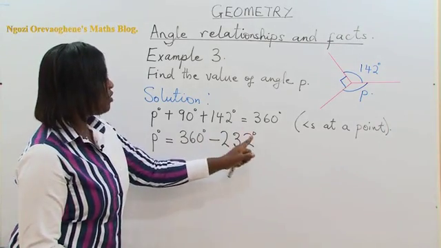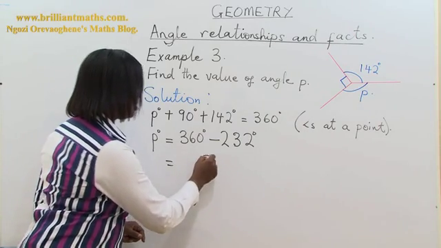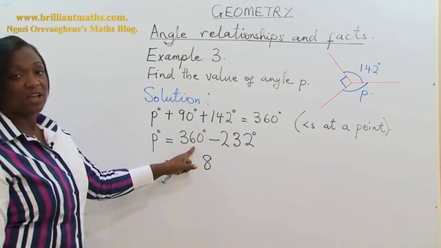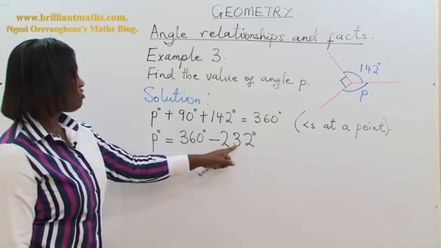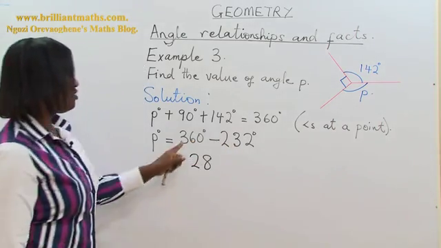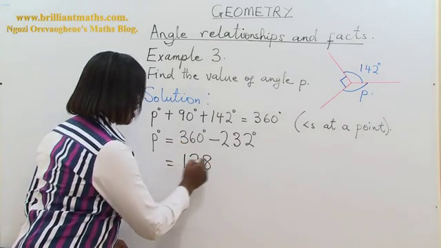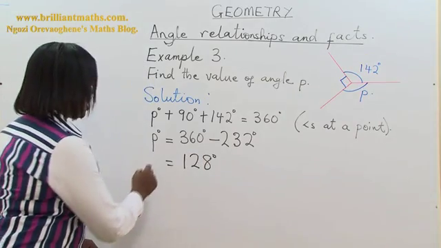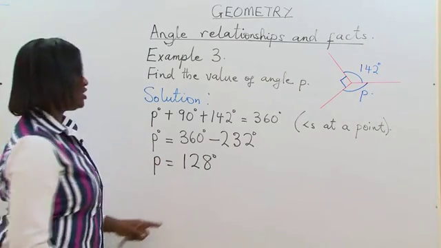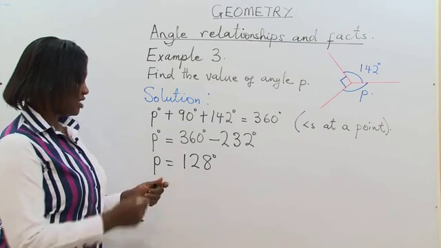10 take away 2 will give us an 8. We have a 5 left here. 5 take away 3 will give us a 2. And then 3 take away 2 will give us a 1. That means that angle P is equal to 128 degrees.